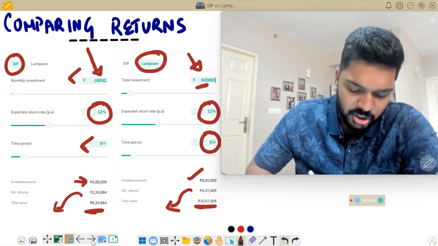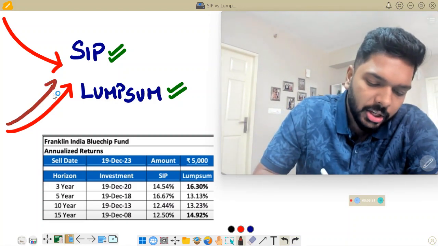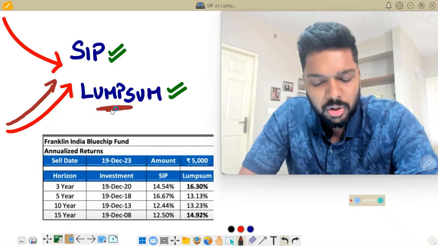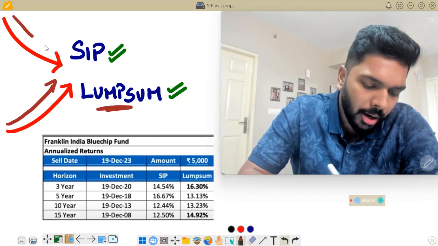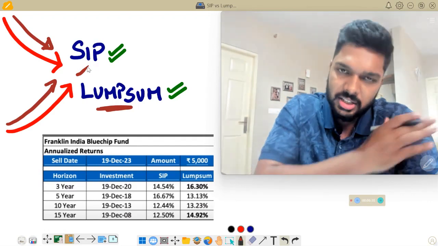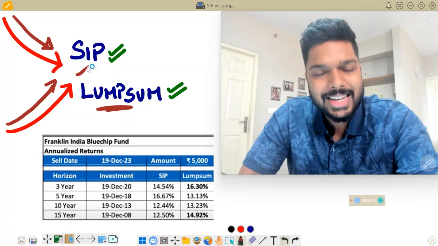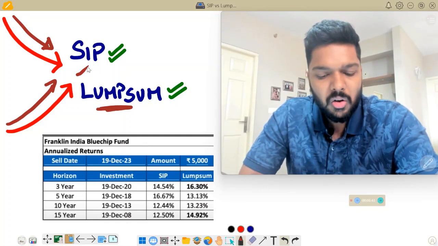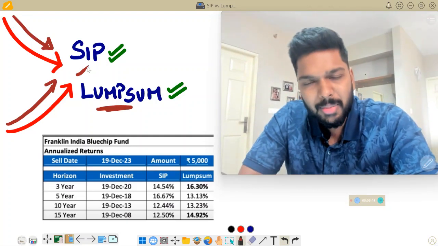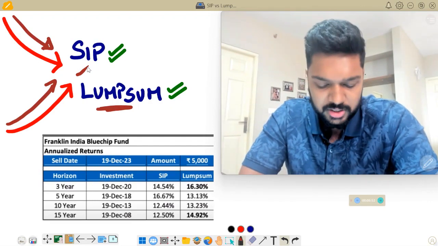But no, this is not always correct, because only in a rising market is your lump sum investment better or more logical. In a falling market, your SIP method is better because of the rupee cost averaging feature which I discussed previous to this. This particular table also gives you a hint or an example as to why SIP or lump sum is not always the best method to invest. No single method is the best method of investment in mutual funds.